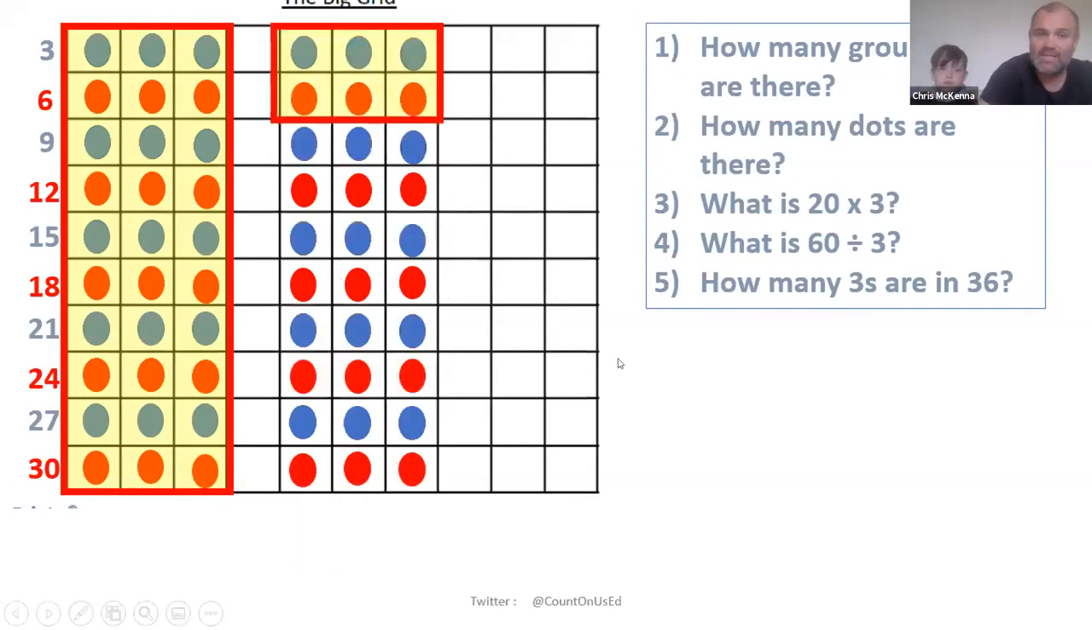So how many 3s is that? Well, you can see there's 10 3s in here, and there is 2 3s in here. So we can see the answer is? 12. 12. So how many 3s are in 36? There are 12.